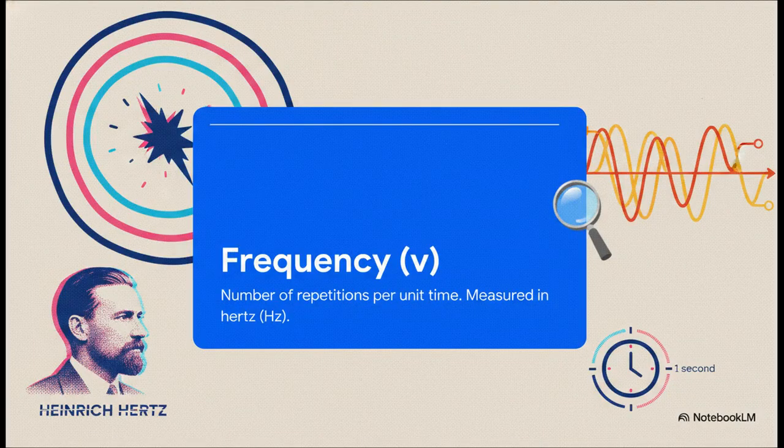Next is frequency, which we represent with the Greek letter nu. Frequency is just the flip side, the reciprocal of the period. If the period asks, how long does one cycle take? Well, the frequency asks, how many cycles happen in exactly 1 second? It's measured in a unit called hertz. And yes, that's named in honor of Heinrich Hertz, the brilliant physicist who actually discovered radio waves. 1 hertz simply equals 1 full oscillation per second.